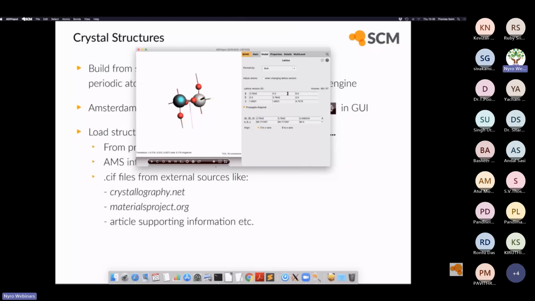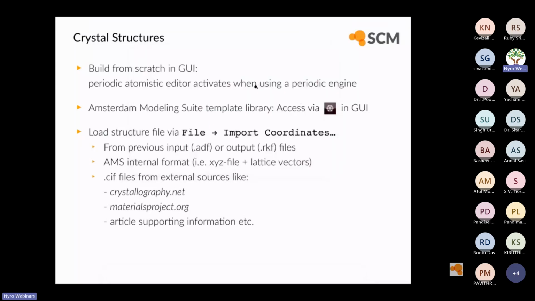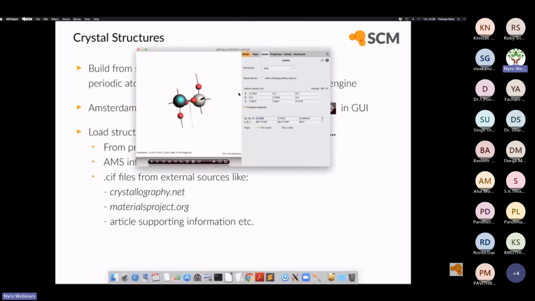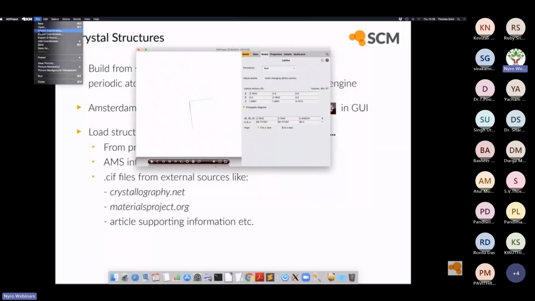And yeah, so that's a way to construct a periodic system from scratch. Another way, and this will be the most common one, is you get some starting structure from, say, a database or from an external source, from a previous calculation. And so within the Amsterdam modeling suite, let me delete this example here. You can import coordinates, meaning structure files, just via the File and Import Coordinates options.